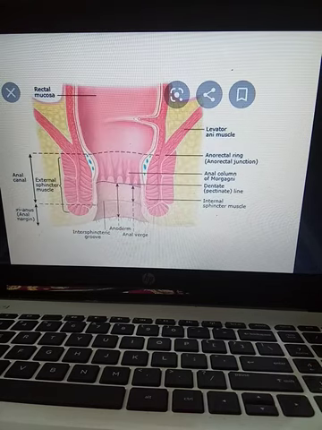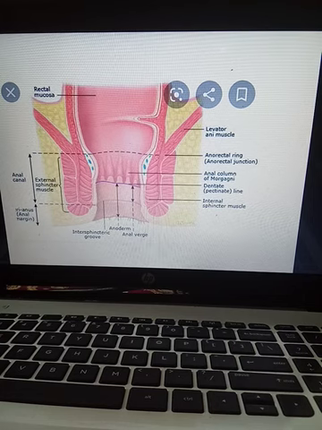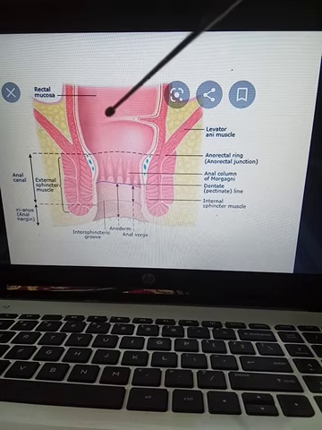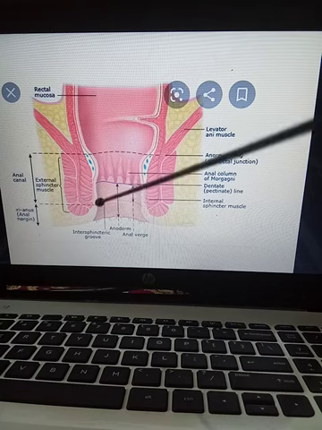After that comes one more thing here, that is the anorectal ring. What is this anorectal ring? This is the anorectal ring. This is the junction between the rectum and the anus.